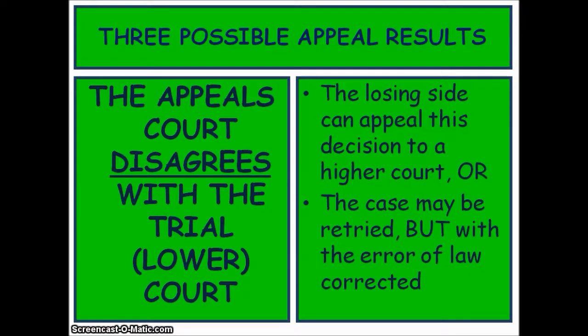Now sometimes the correction of an error of law may be so devastating to the prosecution's case that they cannot retry the defendant. An example of that would be in a drug possession case. If the defendant successfully appeals that the search that turned up the drugs was an illegal search, then retrying the case with a correction of the error of law would mean trying a case for drug possession in which the drugs themselves are not admissible, and that's a near impossibility. So that's the result of an appeal.